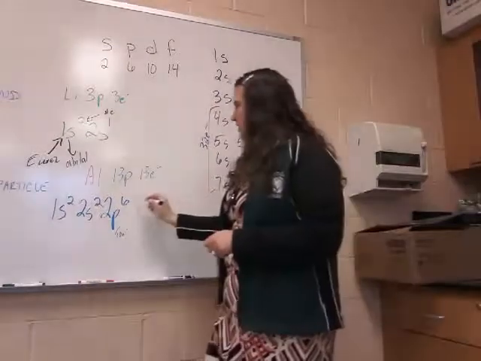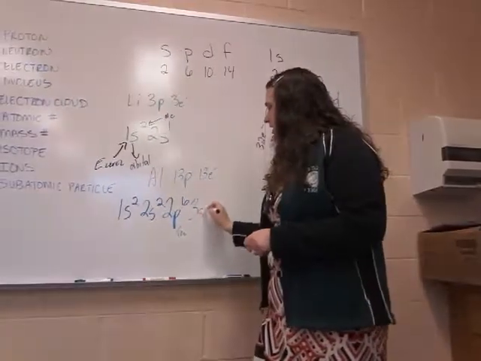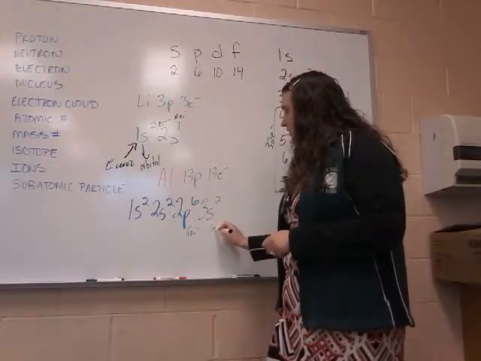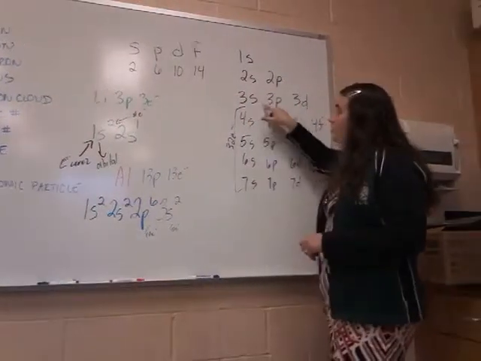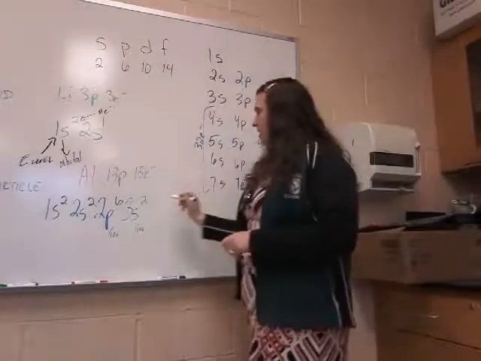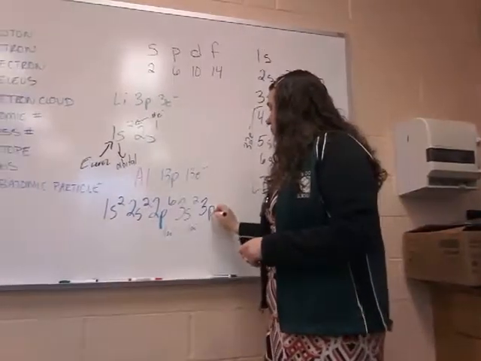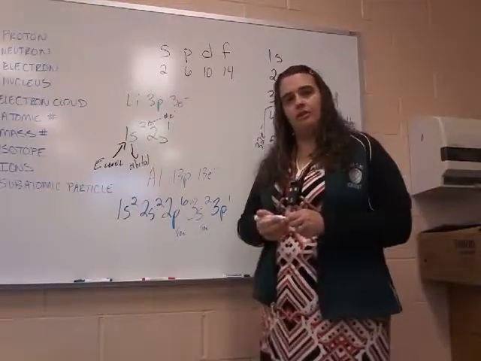I now go to the third energy level. 3, encounter the s first. So now I have 12 electrons. Not done yet. What do I go to after the 3s? I go to my 3p. And I only need 1 in that p orbital.